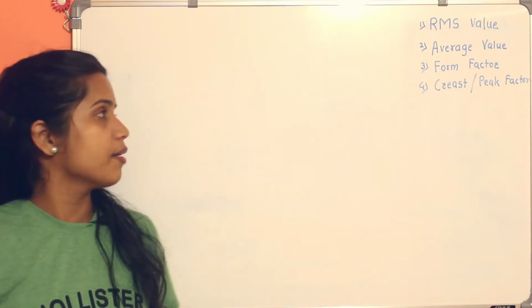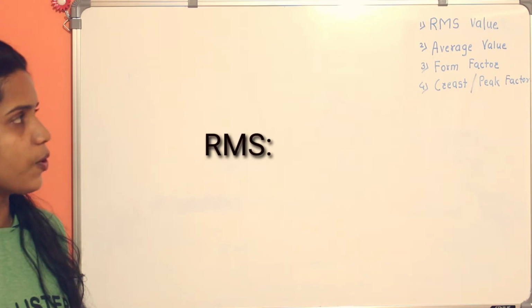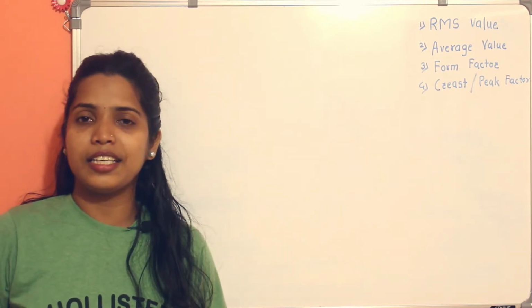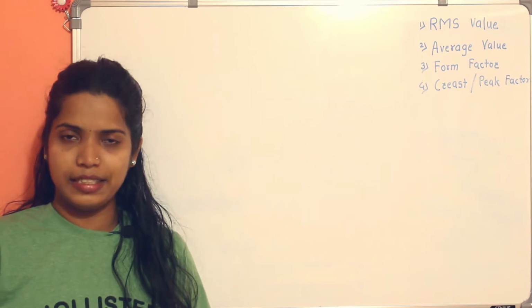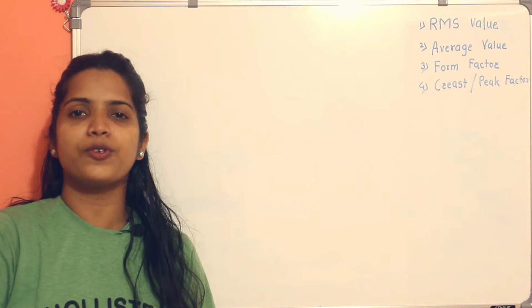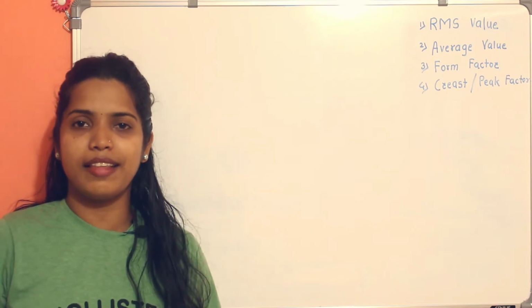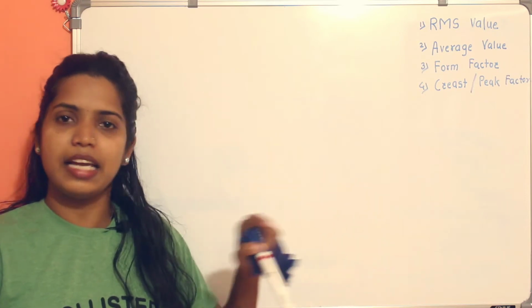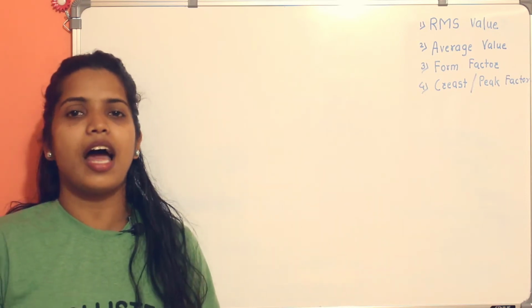So first is RMS value. RMS stands for root mean square, and its definition is: it is equal to the steady state or DC current that is required to produce the same amount of heat as is produced by AC current, provided that the resistance and the time for which the AC and DC currents flow are identical.